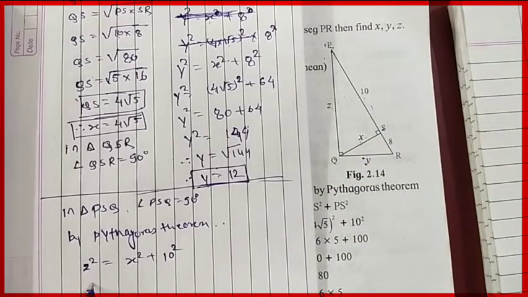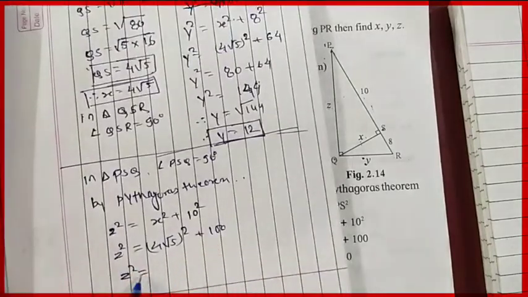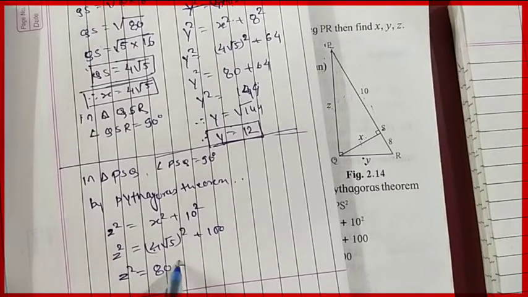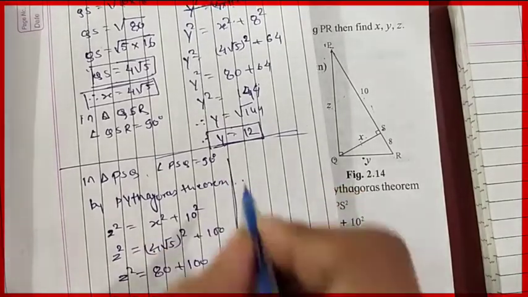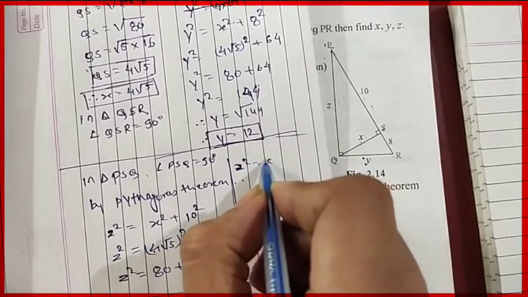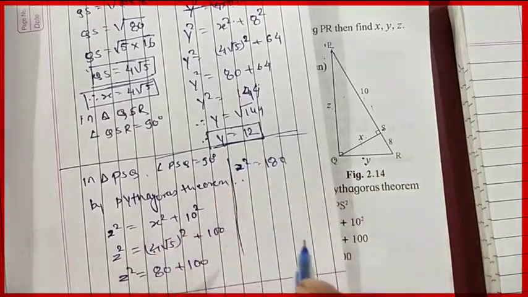So z square equals to, what is x? X is 4 root 5. So 4 root 5 squared plus 10 squared, which is 100. Now z square equals the square of 4, which is 16, into 5 is 80, plus 100. So z square equals 80 plus 100, which is 180. Okay.